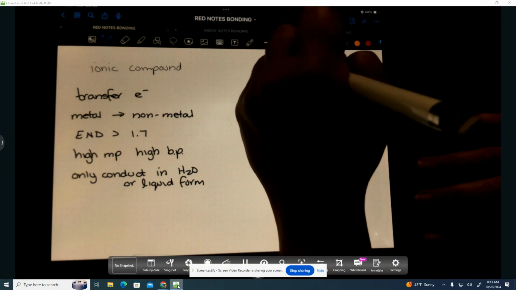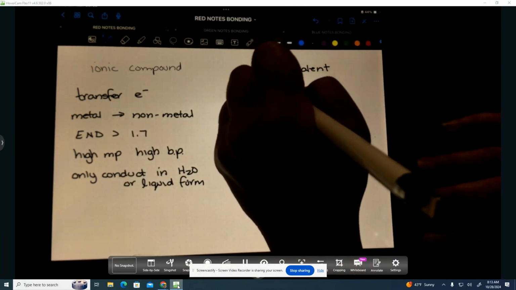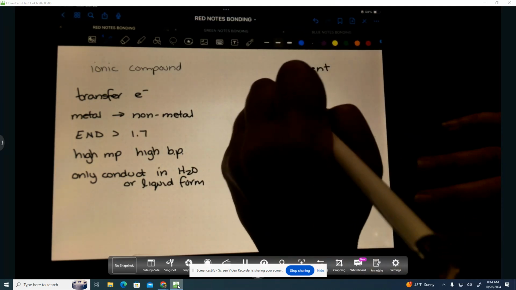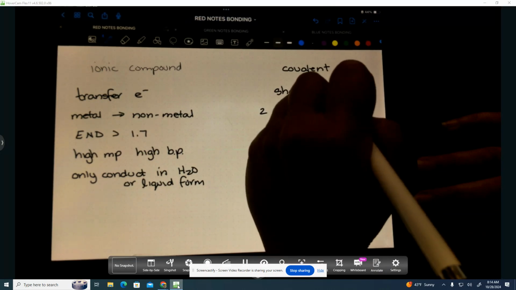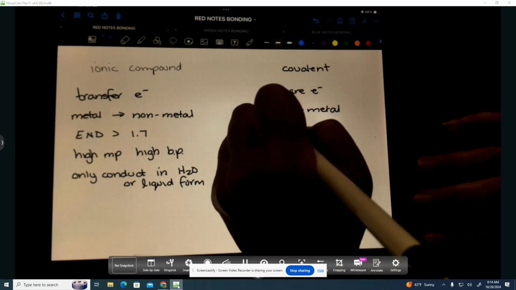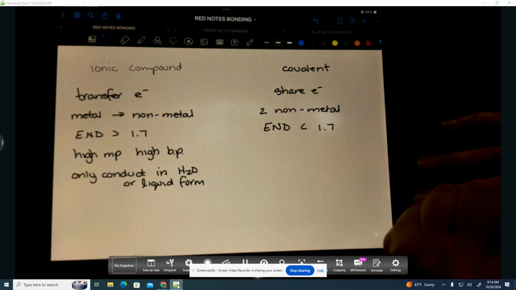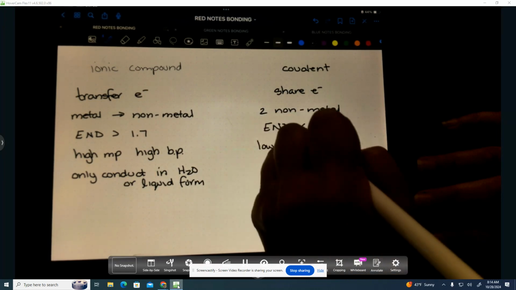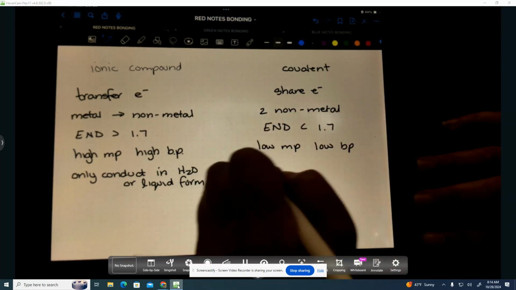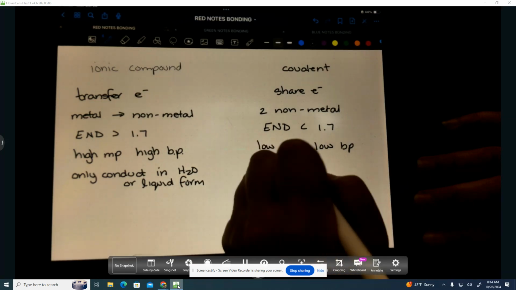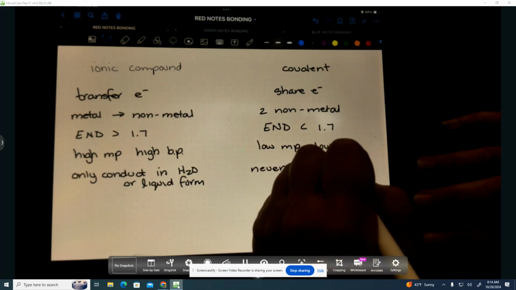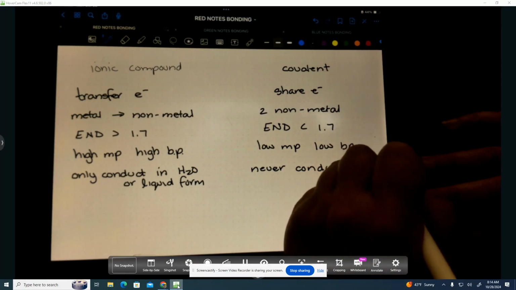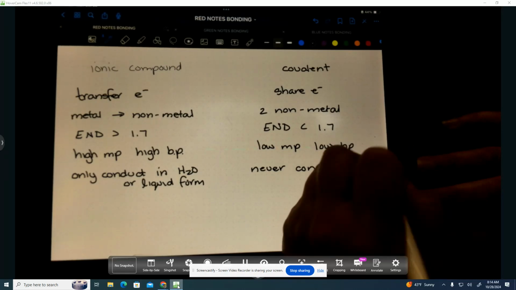Covalent compounds share electrons. They're between 2 nonmetals. Their electronegativity difference is going to be less than 1.7. They have low melting points, low boiling points, and they never conduct electricity.